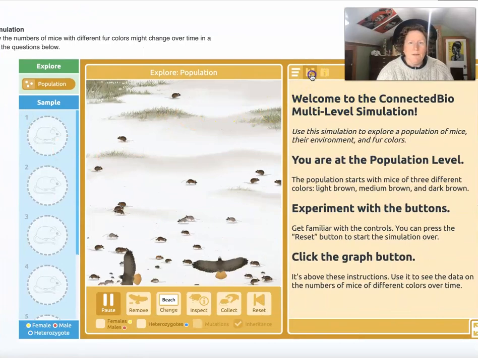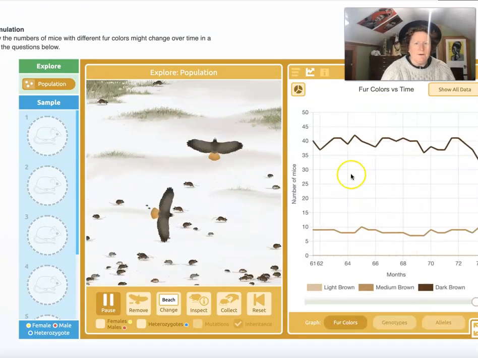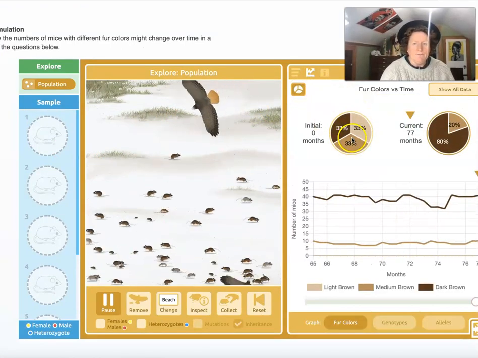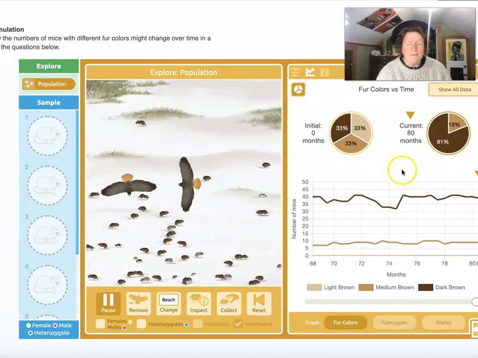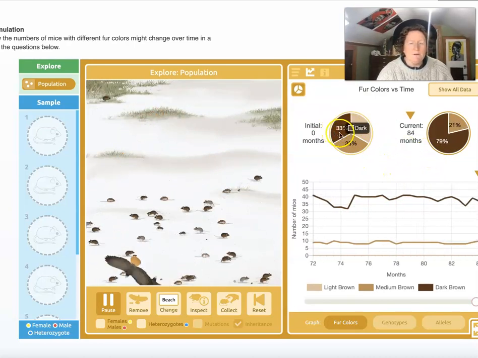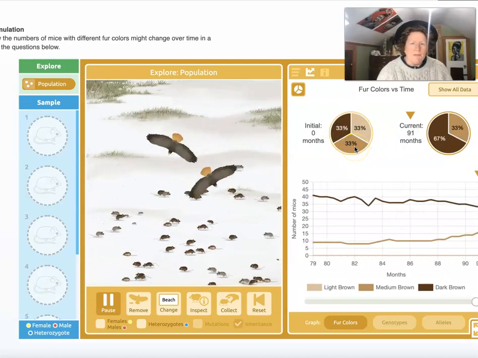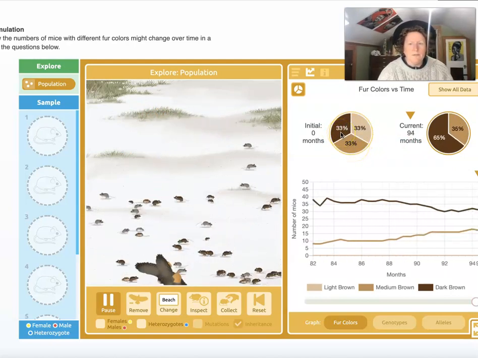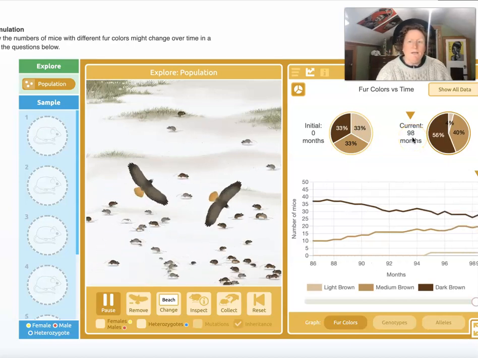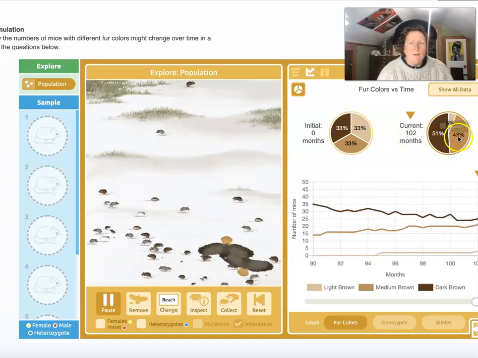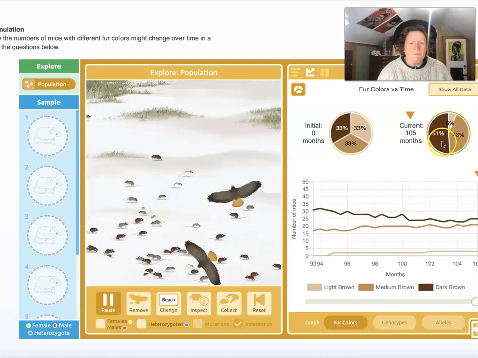So when we're running the model, we can also turn on the graph here. There's also a pie graph if you prefer that. And you can see that we started at 1/3 light mice, 1/3 medium mice, and 1/3 darker mice. And after 95 months, we have a much different distribution here.